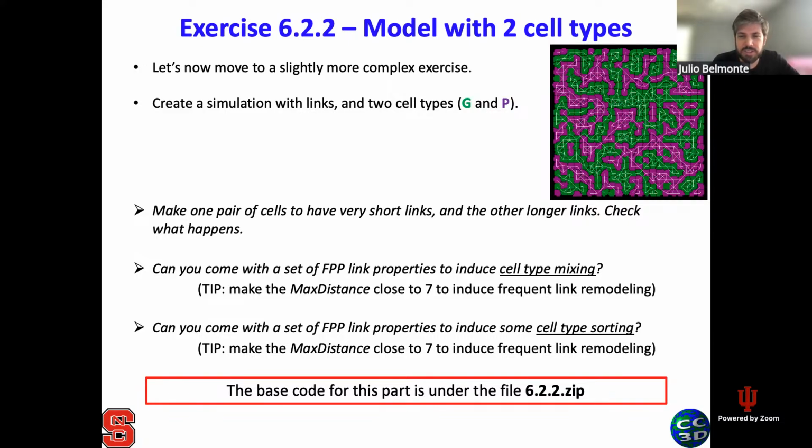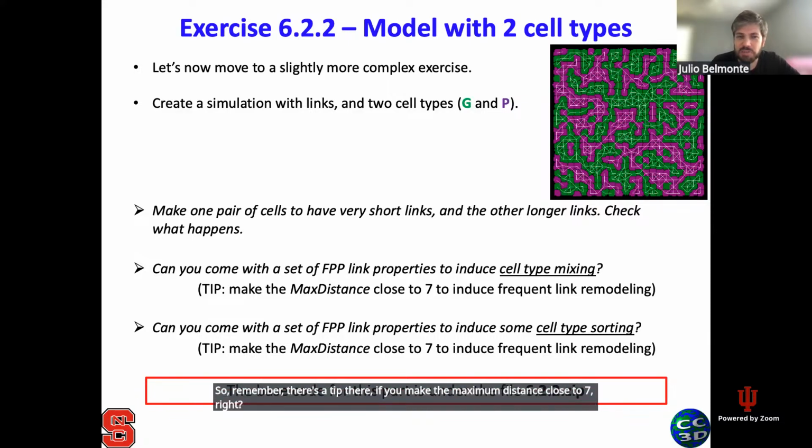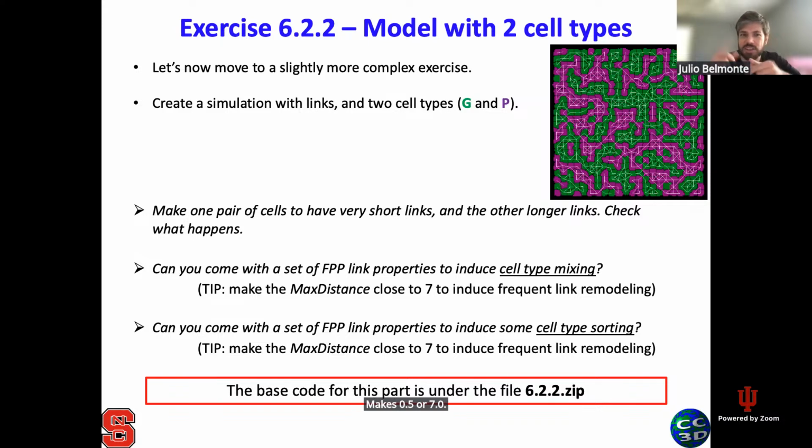How is everybody doing with the exercise? Did anyone get the cell mixing to happen? What strategy are you trying to use to get mixing? A few of you got it, right? Okay. So remember, there's a tip there. If you make the maximum distance close to 7, right? Make it 7.5 or 7 or 8, we're going to induce more link remodeling. So you probably want to have that. That's going to help you. Now it's better to set the maximum distance higher than the target distance.